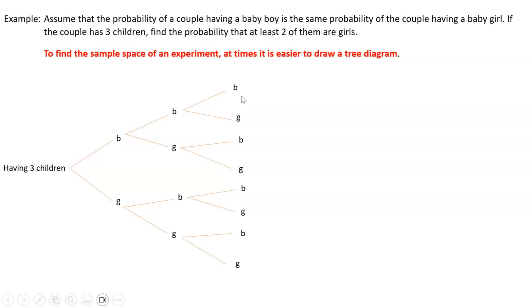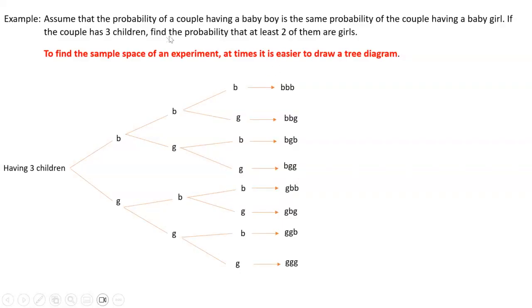It can be boy, boy, boy. It can be boy, boy, girl. It can be boy, girl, boy. Or it can be boy, girl, girl. Now, if the first one was a girl, it can be girl, boy, boy. Or girl, boy, girl. Or girl, girl, boy. And finally, all of them are girls. Okay, now this is more visual.